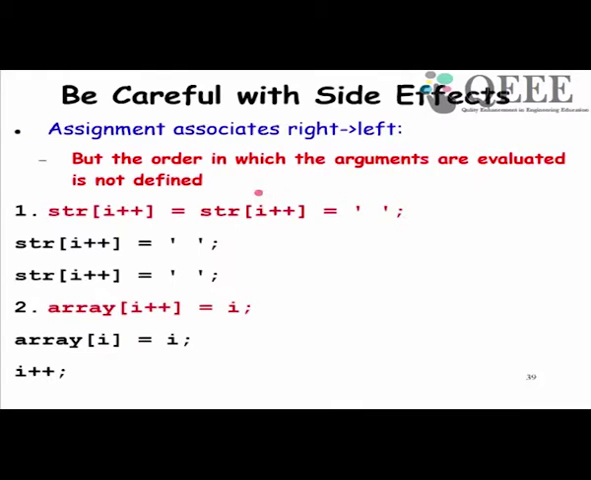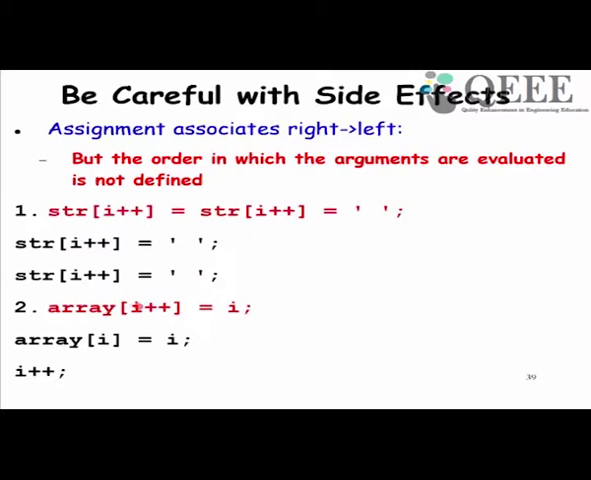In expressions, it's easy to write code which has side effects, and unless there is a real reason why we need the side effect, it's not a good idea to use it. So if we write the code string[i++] = string[i++] = blank, it is very bad code. We could have written string[i++] = blank. So string[i] is assigned blank, and then the value of i is incremented to prepare for the next one, and here string[i+1] is assigned blank, and then again i is incremented.